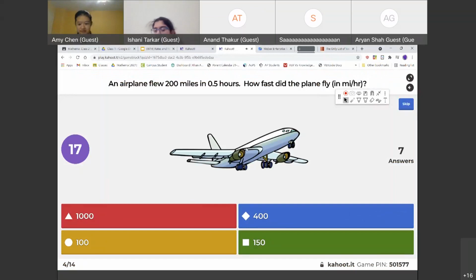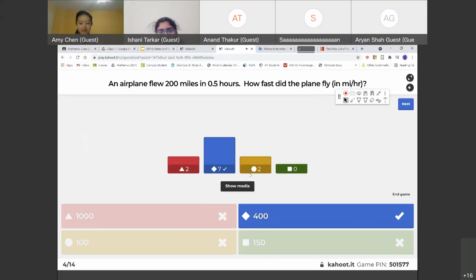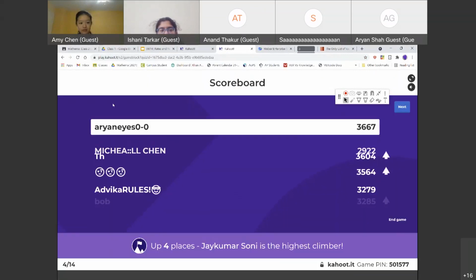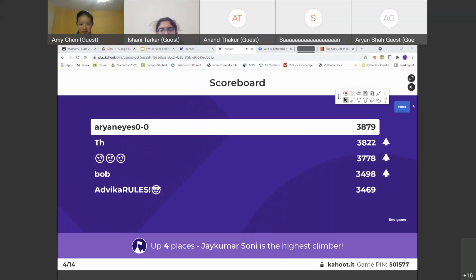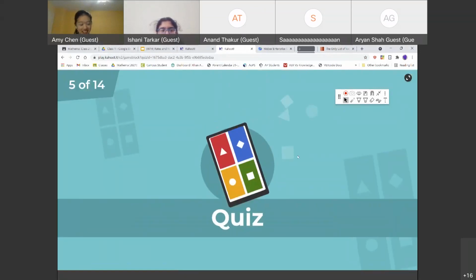Man, I misclicked. Imagine if I get it wrong and it was the misclick. What type of plane is that? It doesn't even have windows. It has 3 windows. So. Okay, so this is just 200 divided by 0.5. So that gives you 400 miles an hour. Uh-oh, Michael Chen got a question wrong.